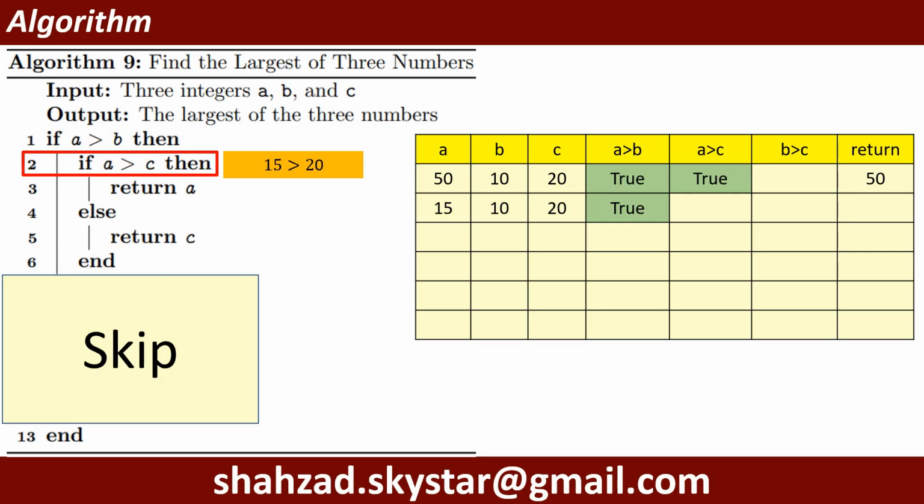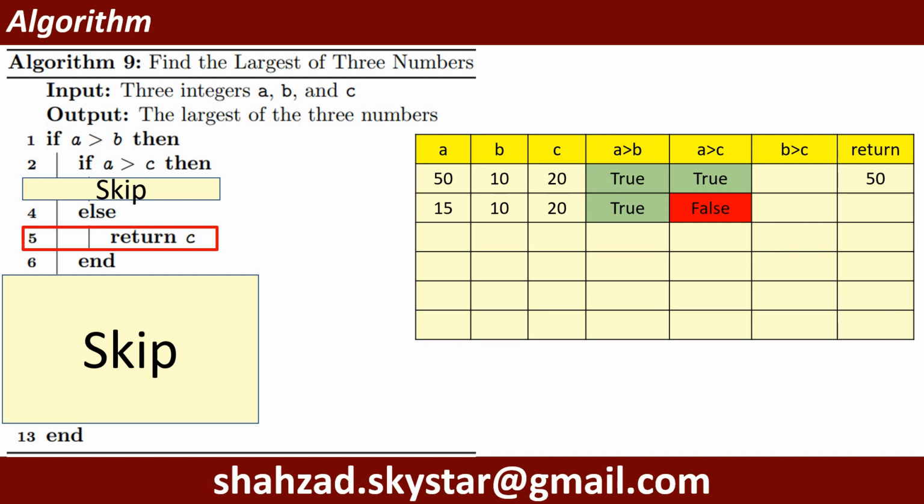Again, they are going inside the condition, which means another if else. If 15 is greater than 20, they will check whether 15 is greater than 20. That is false because 15 is less than 20. In this case, line number 3 will be skipped and line number 5 will be executed. Now return C. In the case of return C, it will display 20.